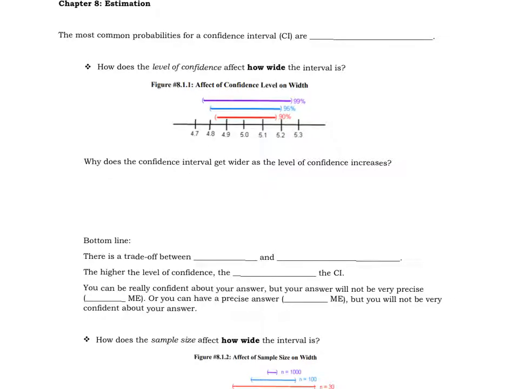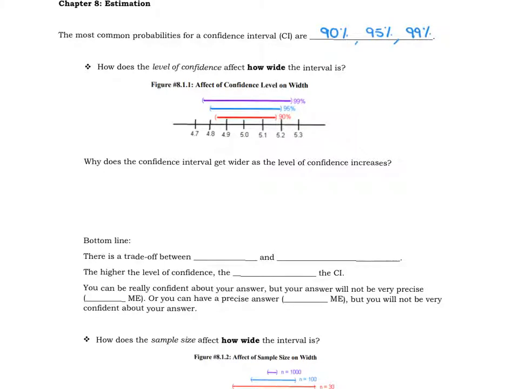Okay, so first of all, the most common probabilities for a confidence interval, which I will be abbreviating CI, are going to be 90%, 95%, and 99%. Historically, those are definitely the most common ones because we had to do calculations by hand for years. Now, with calculators and computer systems being able to calculate those pretty quickly, it is not uncommon to see other levels of confidence come into play. But typically and historically, you'll see a lot of 90, 95, and 99% confidence.